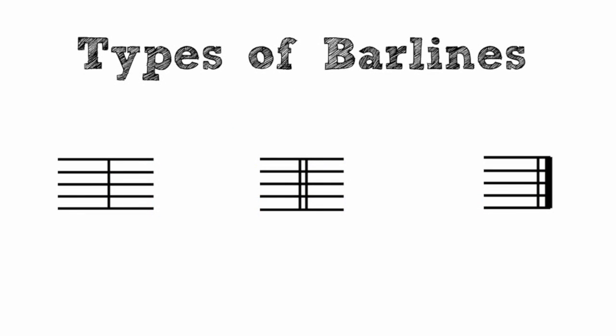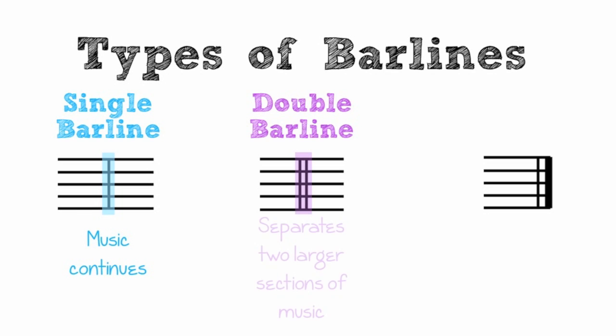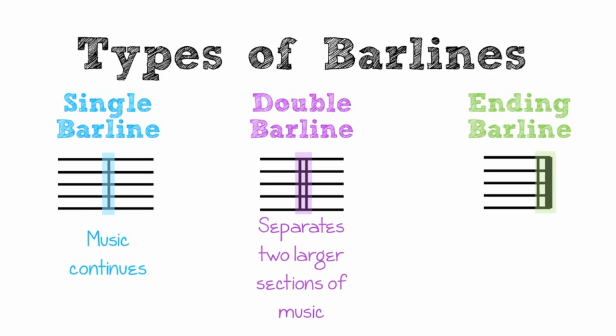There are 3 basic types of bar lines. The first type is known as a single bar line. And what a single bar line does is it just tells us that the music continues. We can also have what's called a double bar line. And a double bar line is basically just 2 of the single bar lines, and all it does is it just separates 2 larger sections of music. Lastly, we have what's called the ending bar line. The ending bar line is also a double bar line, but it just designates the end of a piece of music.